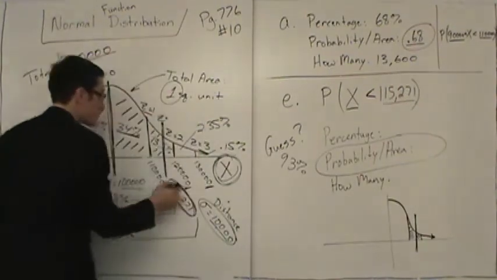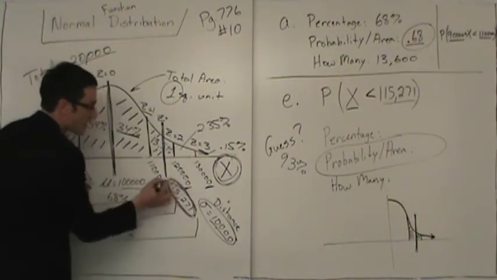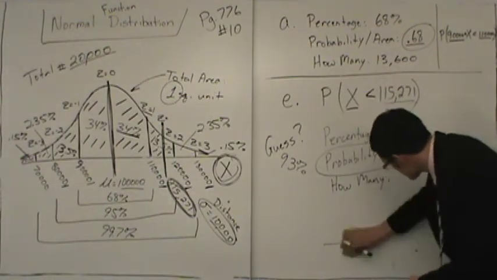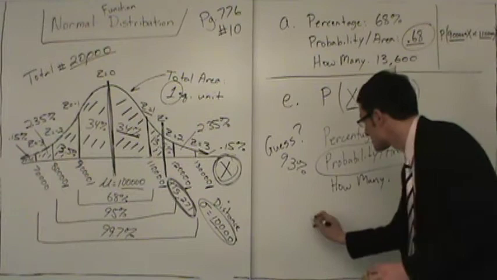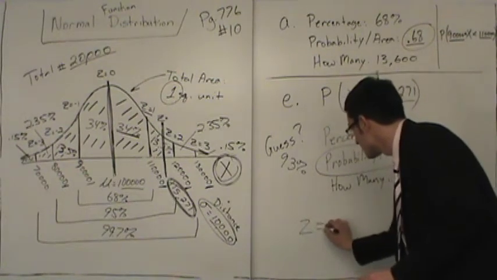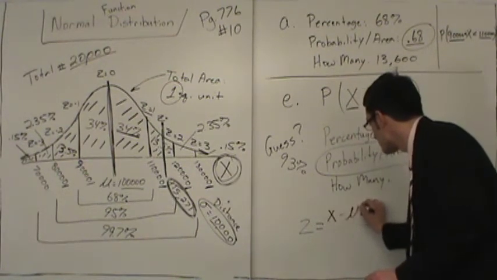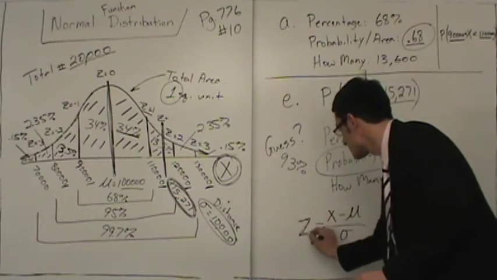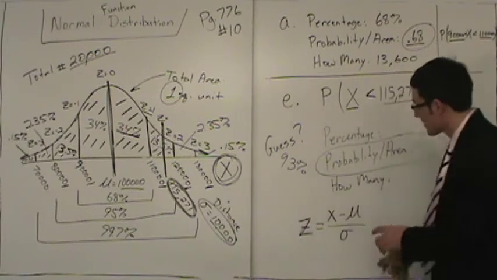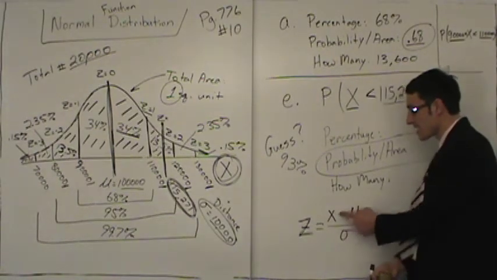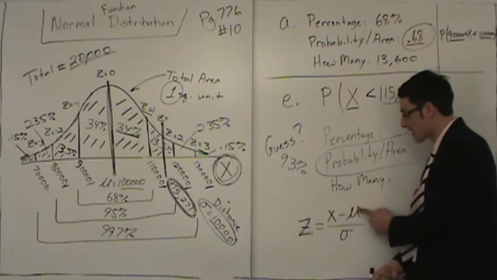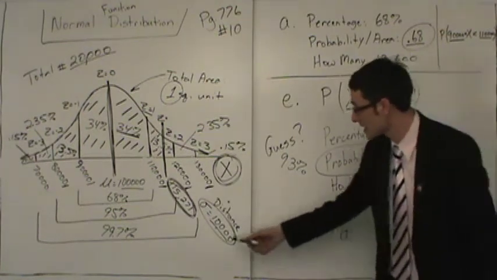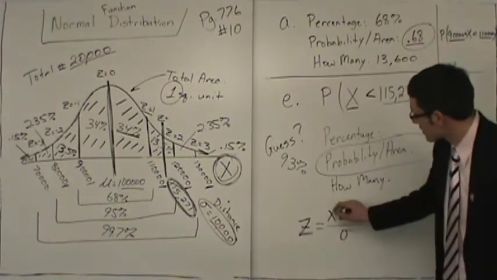Okay, so we're going to find our z-score now. We shaded our area. Our x value is 115,271. I want you guys to calculate the z-score, and we're going to use that formula that we memorized. The formula for z-score is z equals x minus mu over sigma. There are 3 values in this formula: mu, sigma, and x. You already know what mu is, or the mean, or the average. The mean is 100,000. We already know our standard deviation, or sigma. That's 10,000.